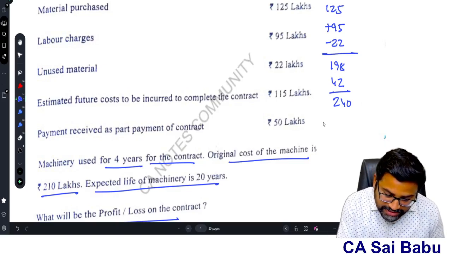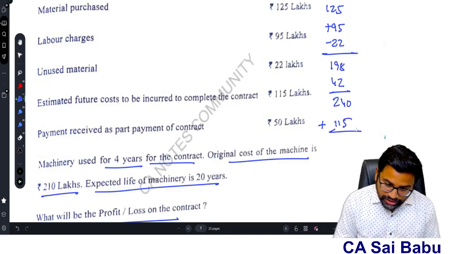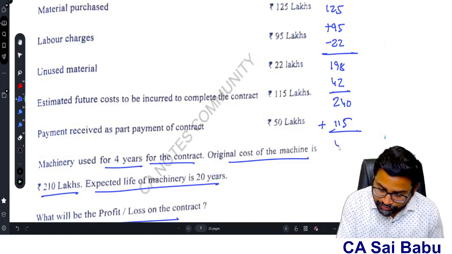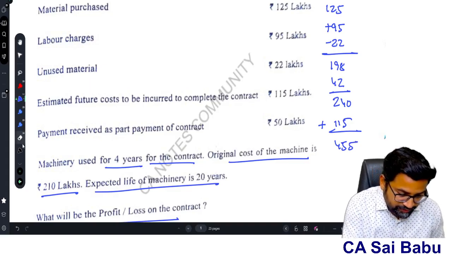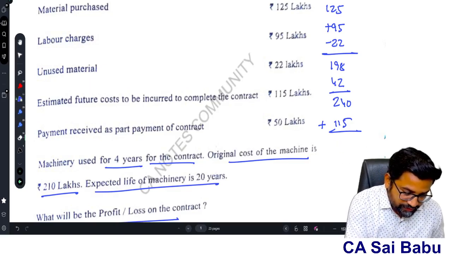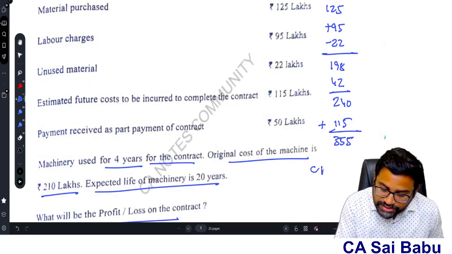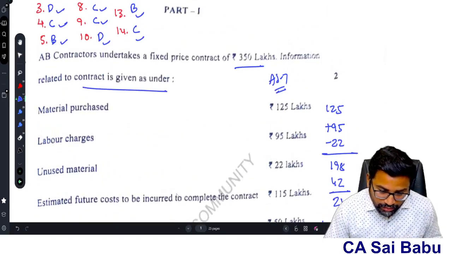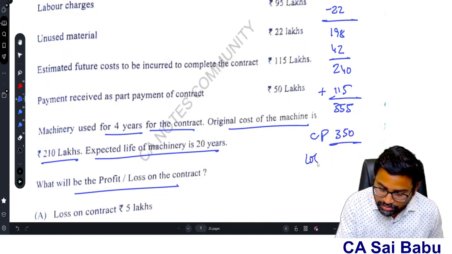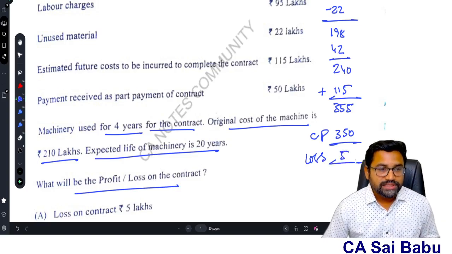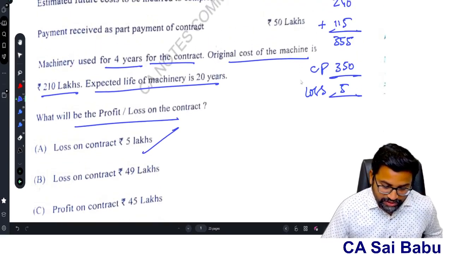And what is the estimated cost of the contract, sir? The estimated cost of the contract is 115. So therefore 340 plus 115, it will be 455. Sorry, not 340, 240 plus 115, it will be 355. So 355 is the total cost including the estimated cost, but the contract price is only 350 lakhs. So what is the loss, sir? Foreseeable loss is 5 lakhs. So 5 lakhs is the overall loss of the contract. So the answer is A, loss of the contract 5 lakhs.